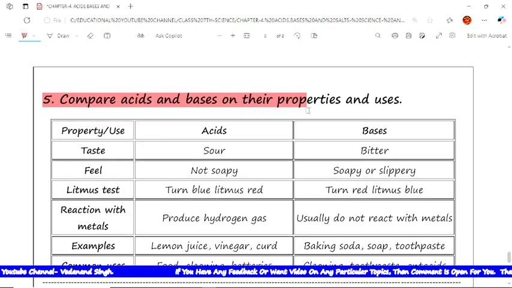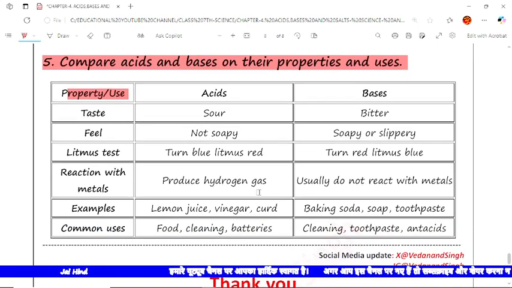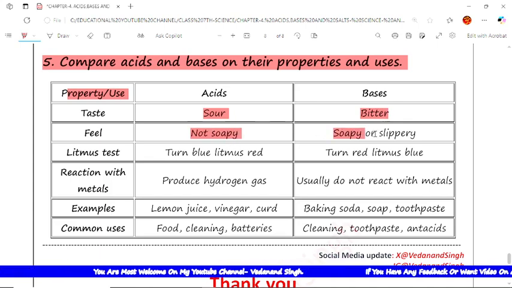Compare acid and base on their properties and uses. It means we have to compare the properties and uses of acid and base. So you have to make this chart in your copy. The first is taste. The taste of acid is sour and the taste of bases is bitter. And the second is feel. Acid is not soapy, but base is soapy or slippery. Now the litmus test: acid turns blue litmus paper red and base turns red litmus paper blue.